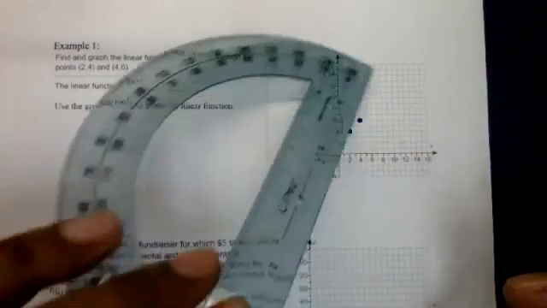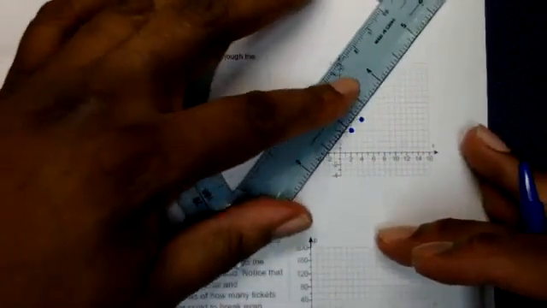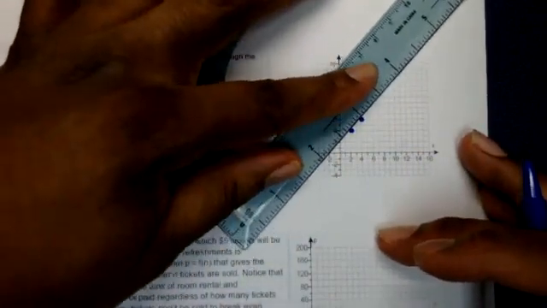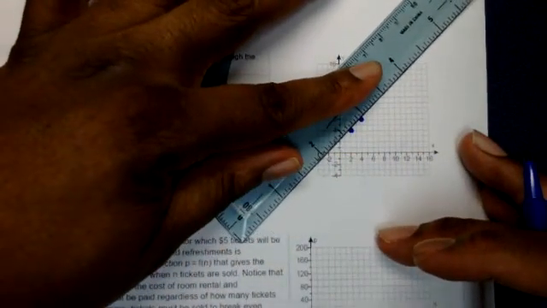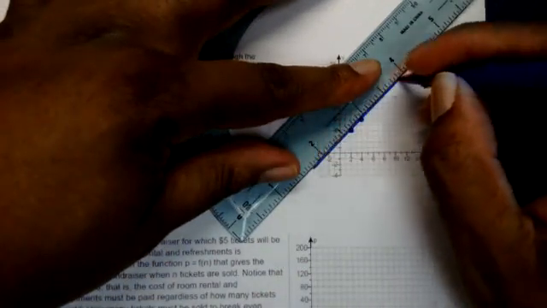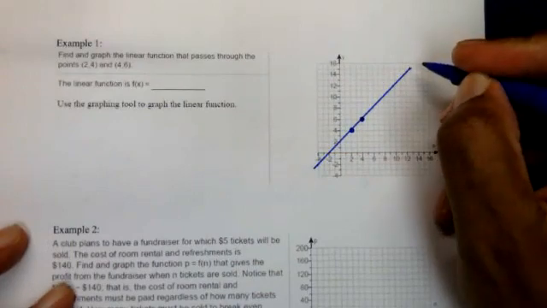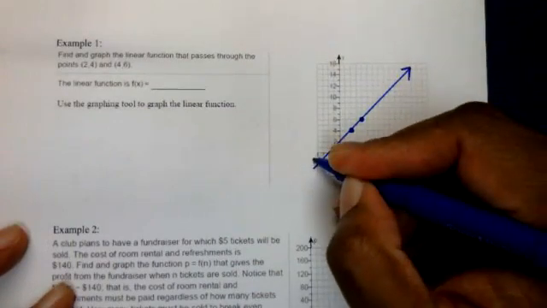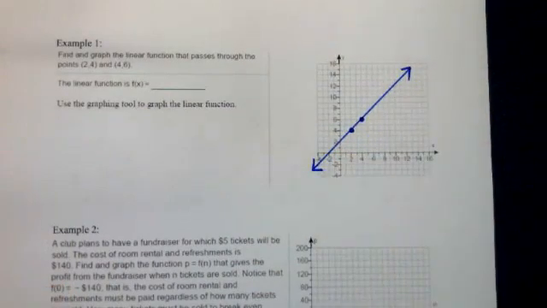Now, it only takes 2 points to create a line. So I'm going to connect those 2 points here. And that will be the line right there. Okay. Now, I think in my math lab, you'll have to use that graphing tool to graph the linear function. So now let's find out what that linear function is.